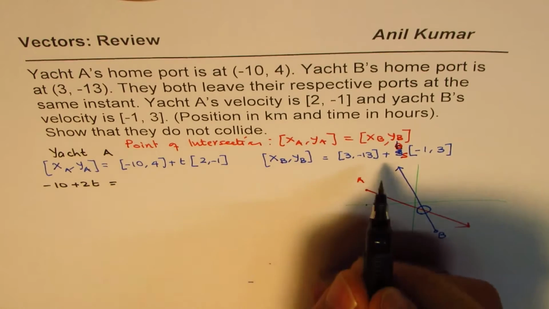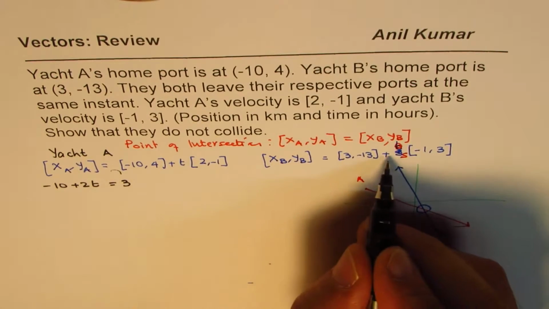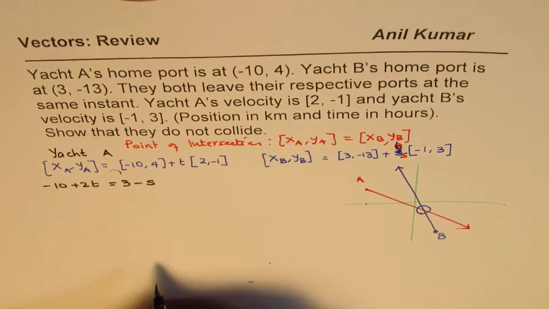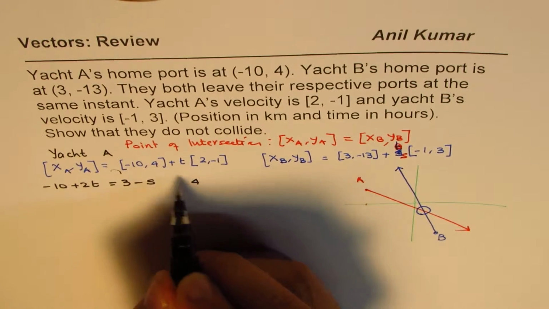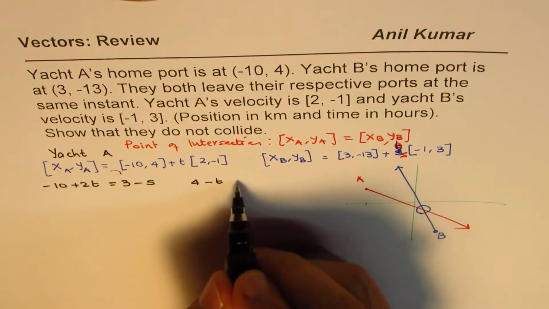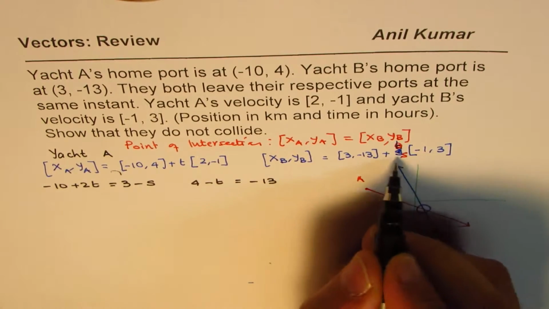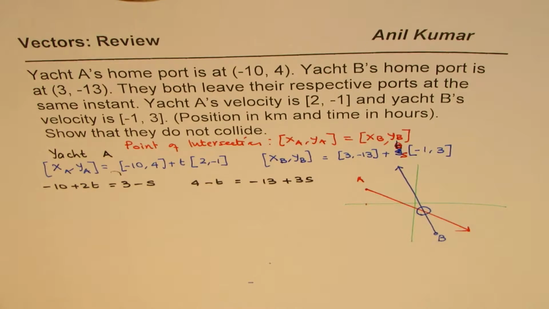And that should be equal to XB, which is 3 minus S. So this is one equation. The other one is for YA, which is 4 minus T, and YB is equal to minus 13 plus 3S. So we get two different equations.